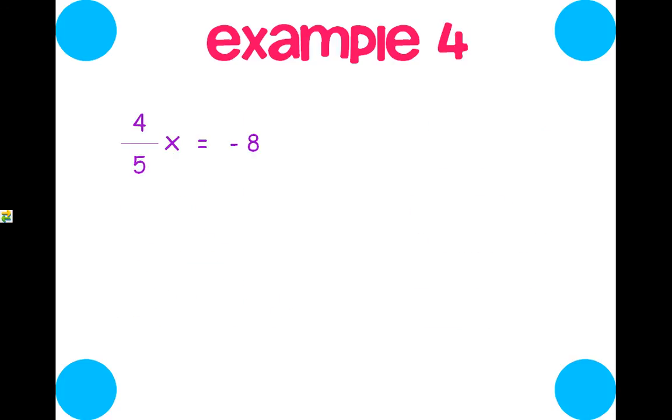Example number 4. We have 4/5 x is equal to negative 8. Now this is different than what you're used to looking for. So we have here, where is the variable and what is in the way? Well, our variable is x over to the left, and 4/5 is in the way. Well, how do you get rid of a fraction?